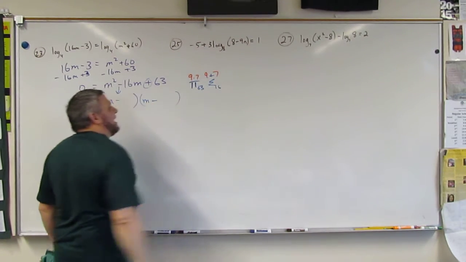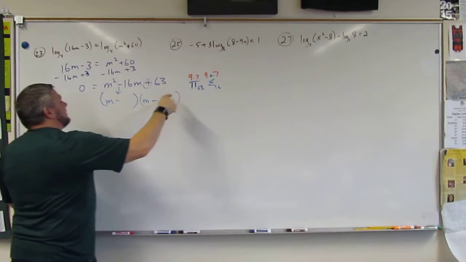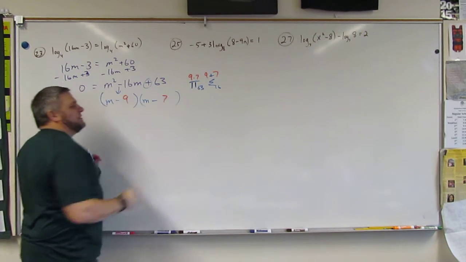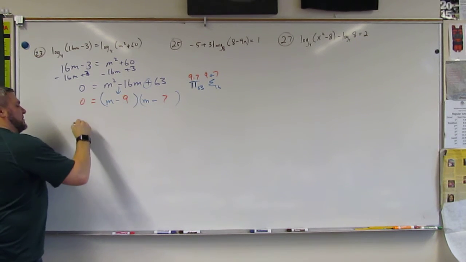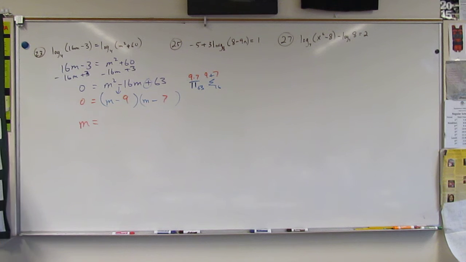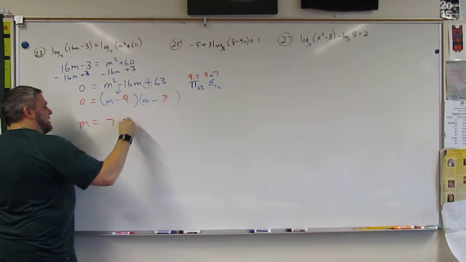All right, so 9 plus 7 is 16. 9 times 7 is 63. So we get 9 and 7, right? And so this equals 0. So that means m equals what? M equals 7 and 9. Very good.